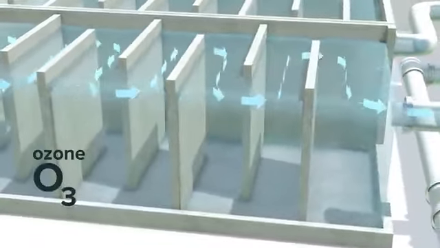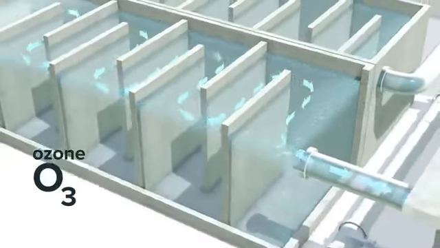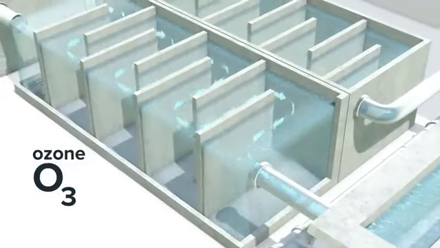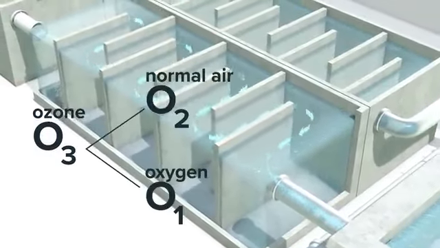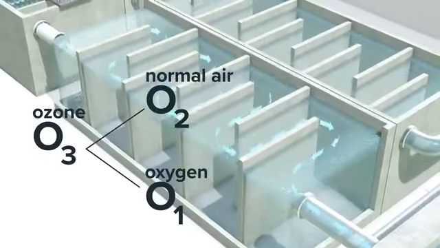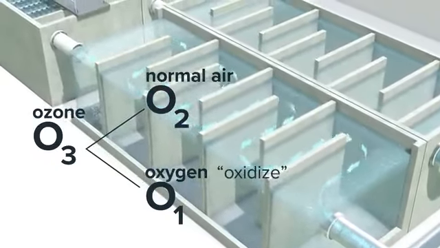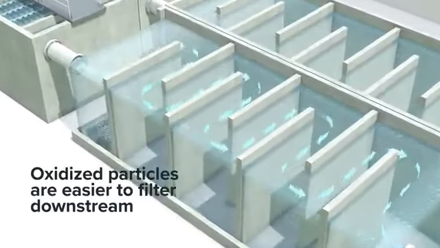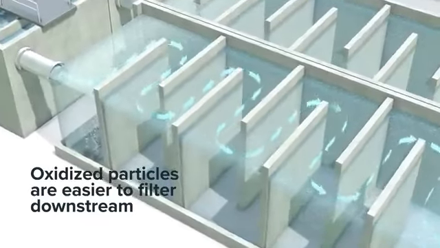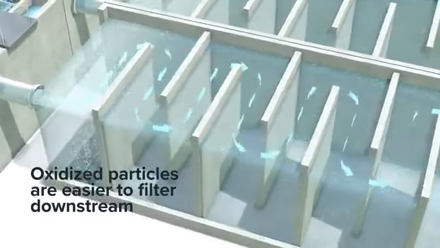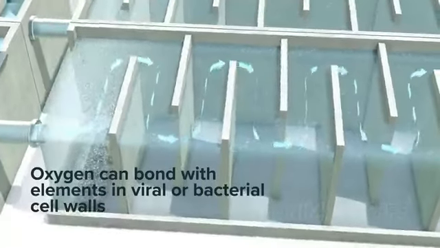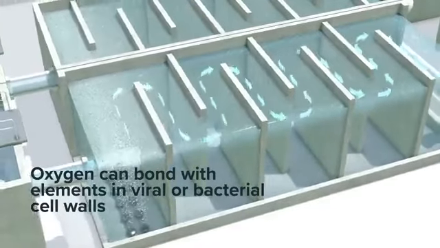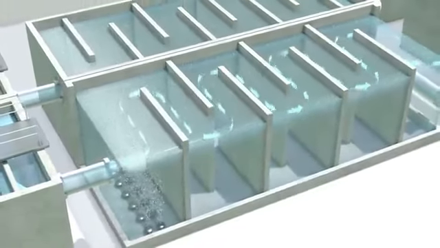An ozone gas molecule is made up of 3 oxygen atoms. The normal oxygen we breathe has just 2 oxygen atoms. When ozone is injected into the stream, the extra oxygen atom can bond with contaminants or oxidize them, with various desirable results. For example, oxidized metals have a weaker bond with water and are therefore easier to extract. Oxygen also bonds with elements in virus or bacteria cell walls, disrupting their function and altering their surface charge for easier filtration downstream.